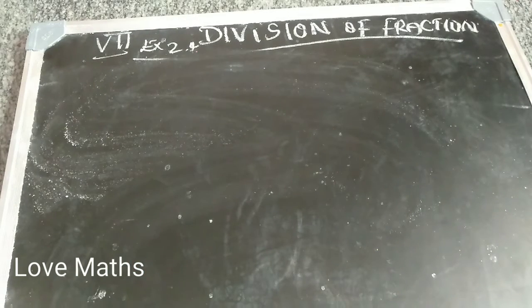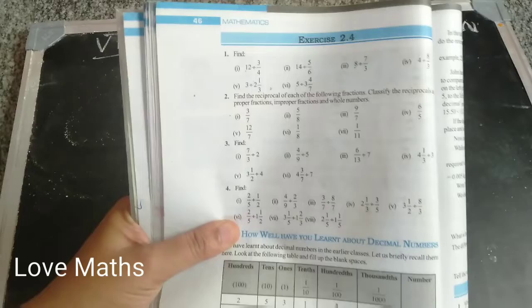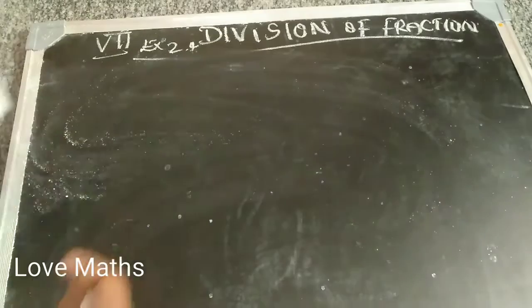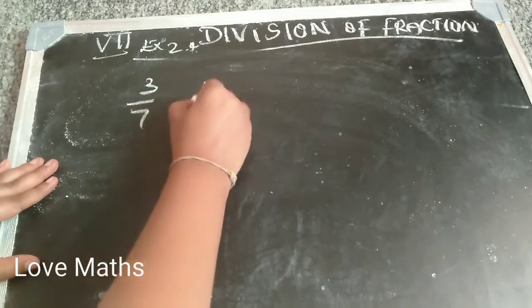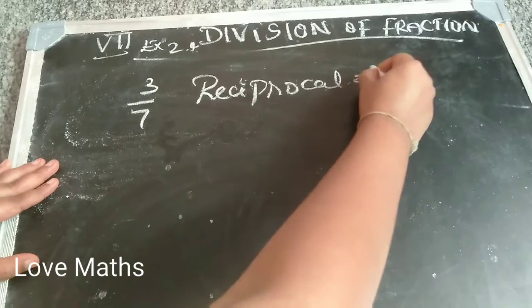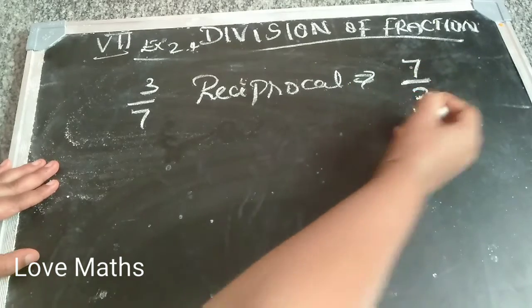Find the reciprocal of each of the following fractions, and classify the reciprocals as proper, improper and whole numbers. Okay, this is the exercise. It is very easy. Reciprocal means you just write it ulta. Then you write whether it is proper, improper or mixed fraction. 3 by 7 reciprocal is 7 by 3. This reciprocal is what? 7 by 3.